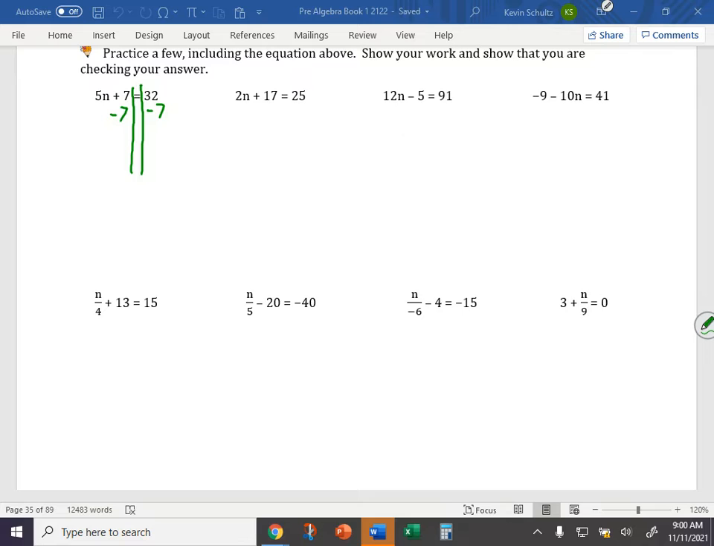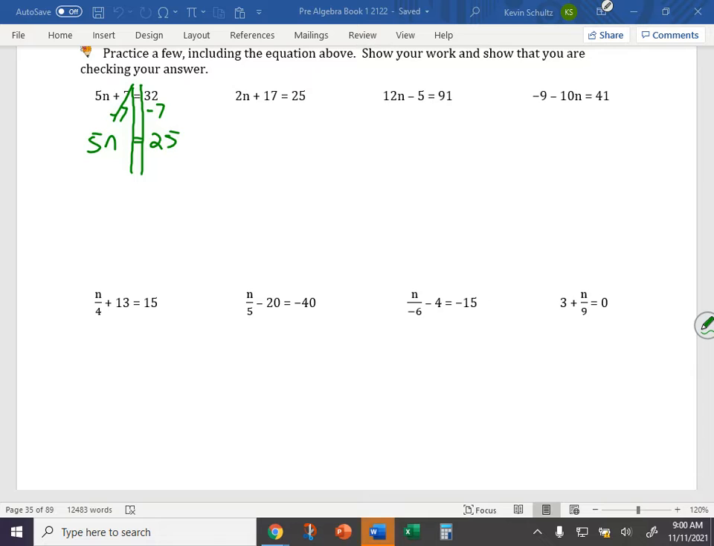My kids always complain when something isn't fair, right? This is your chance to make things fair, okay? What we do to one side, we must do to the other. So 7 minus 7 cancels out. That equals 0. That's why we do it. And on the other side, 32 minus 7 equals 25.